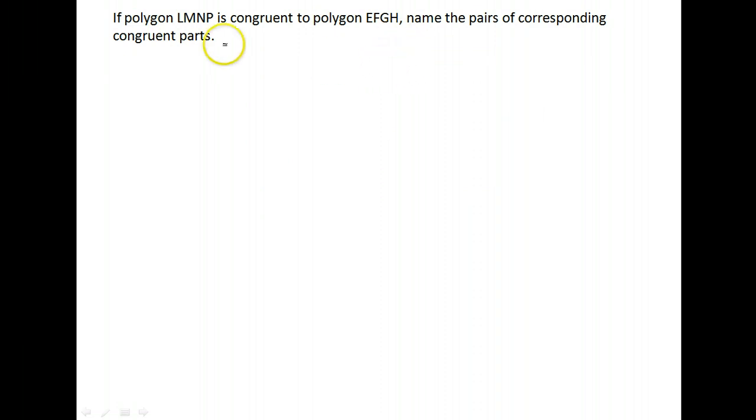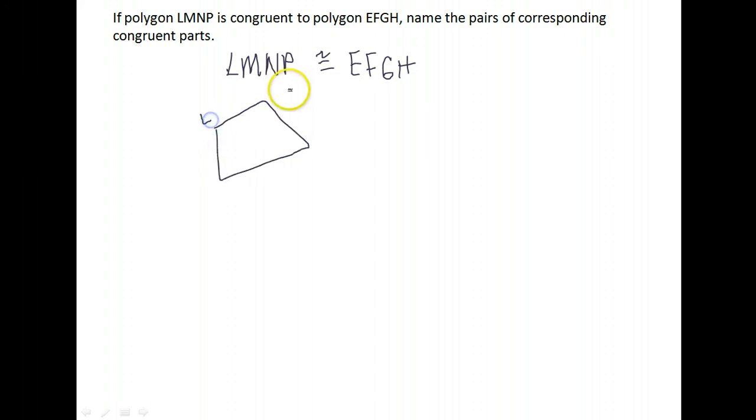Here is another one that you can try out. We have LMNP is congruent to EFGH. There are 4 letters, which means we have a 4-sided figure. Let's try this one by drawing a picture, so we try out both methods. So L, M, N, P. Now notice, very important, I started at this corner and went in a circle around the figure. I didn't go left, right, left, right. You have to go in order around the figure.